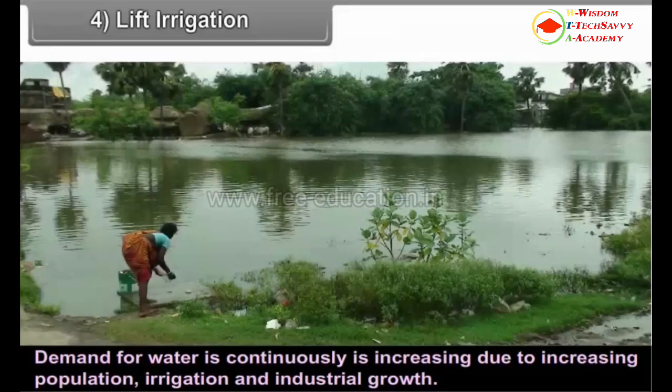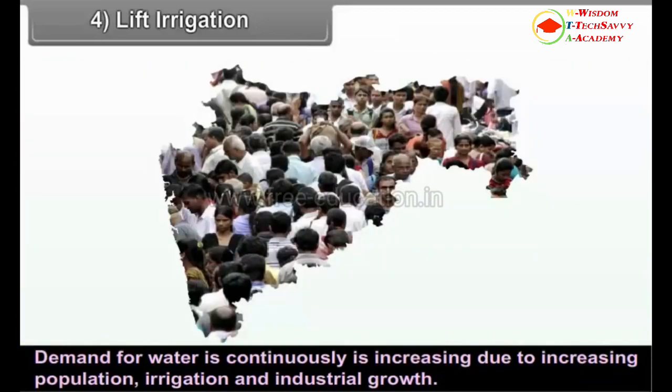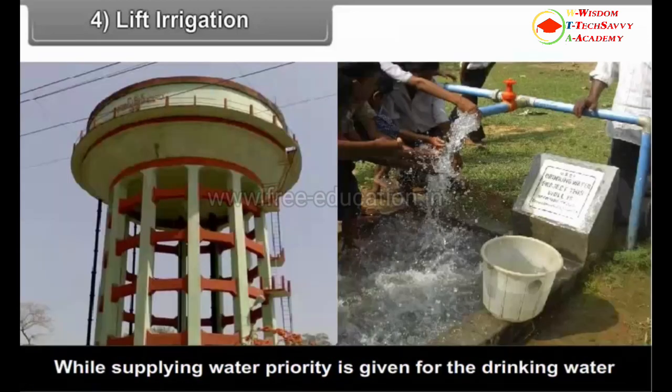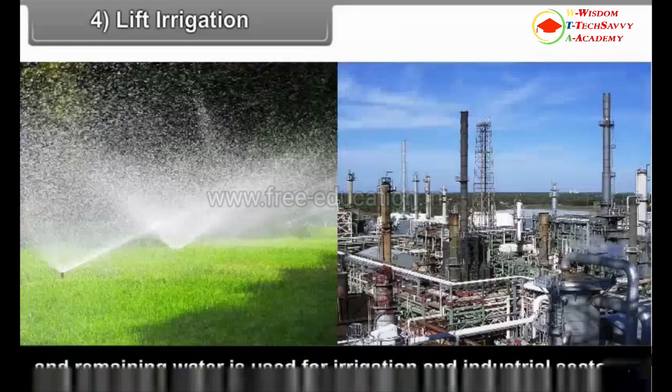Demand for water is continuously increasing due to the increasing population, irrigation, and industrial growth. While supplying water, priority is given to drinking water, and the remaining water is used for irrigation and industrial sectors.